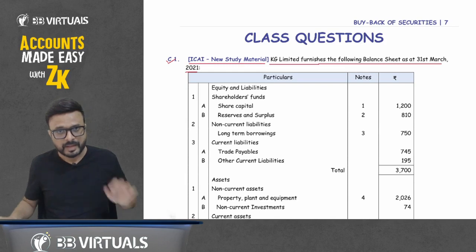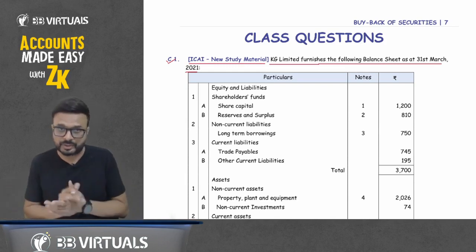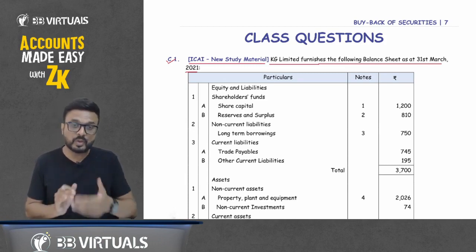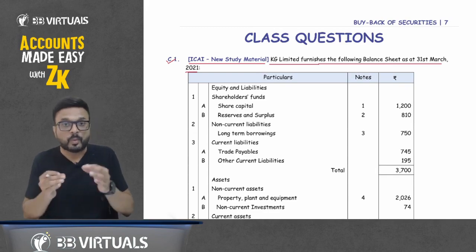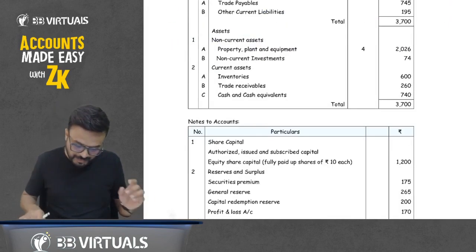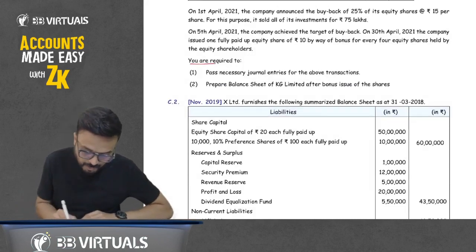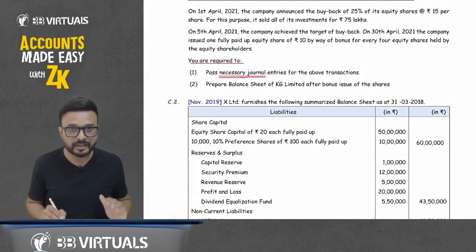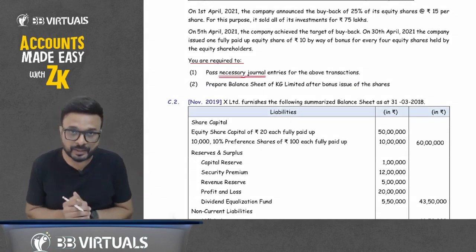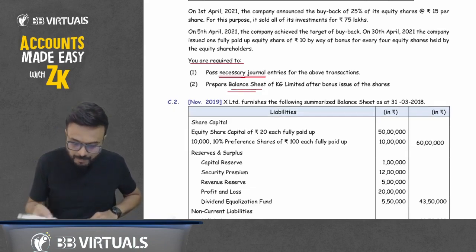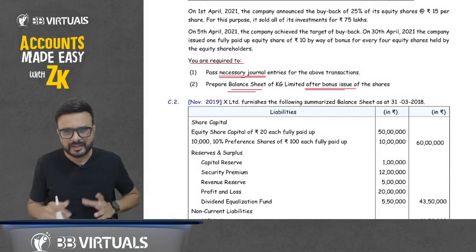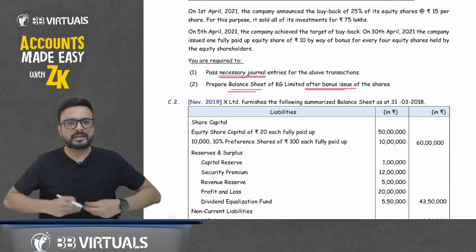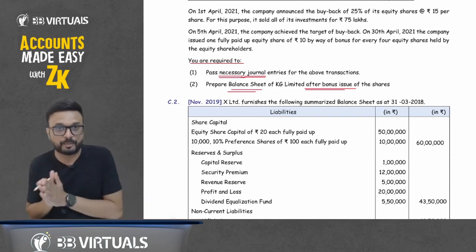Remember one thing: when you start any question, even in the examination, first you have to see what is asked in that question. So directly read the last line first. You are required to pass necessary general entries of the adjustment given there, and prepare the balance sheet of KG Limited after bonus issue. Here in this question, bonus and buyback both are given. We have already discussed the bonus issue as well. In other words, here we have to pass general entries and prepare the balance sheet.